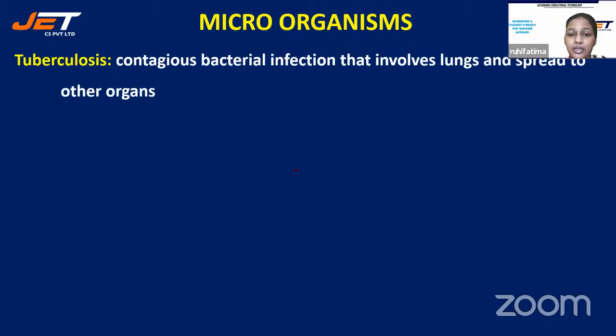Tuberculosis, very commonly known as TB. It is a contagious bacterial infection that involves the lungs and is spread to other organs also. What is the symptom of tuberculosis? Cough with blood. This is a very common symptom. Prolonged cough along with blood, and bloody discharge from the mouth or through the nasal passages.